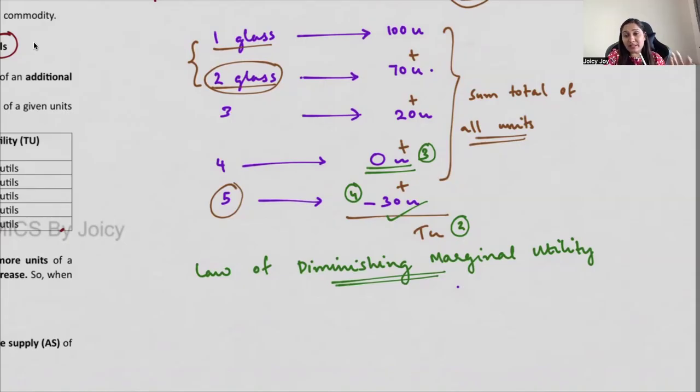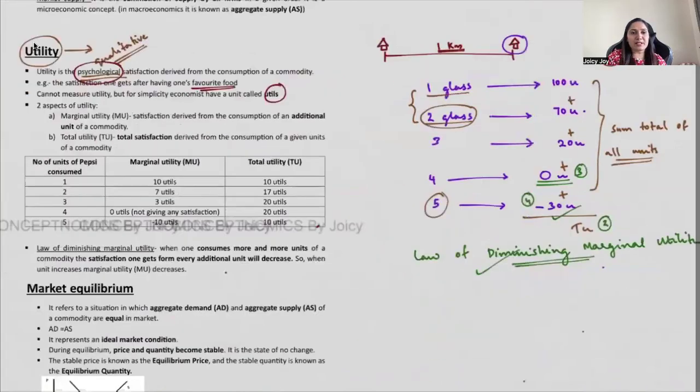The utility that you derive from consuming every additional unit tends to reduce. So this is what we call the law of diminishing marginal utility. I hope it's clear for you. It's a very simple concept which explains that as you consume every additional unit of a commodity, of a particular thing, the satisfaction that you derive from it reduces. So that is what we call the law of diminishing marginal utility. I hope it's clear for you. So this is the law of diminishing marginal utility.